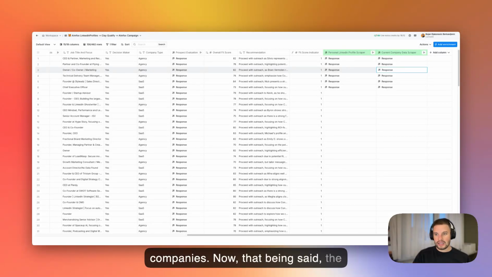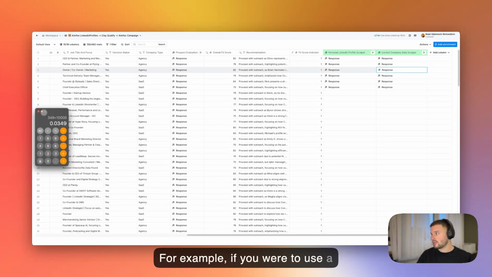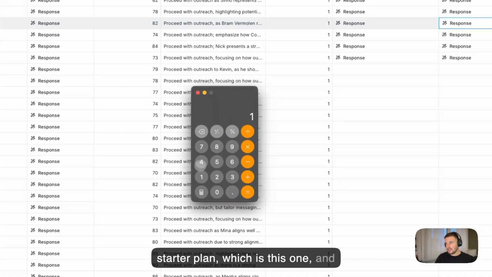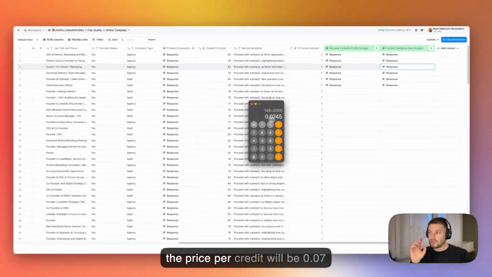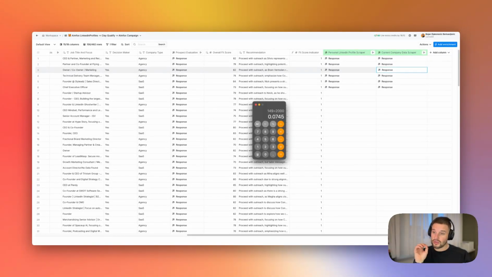Now, that being said, the cost of this data can really vary depending on the actual plan that you're using. So, for example, I'll just open the calculator. If you were to use a starter plan, which is this one, you get 2,000 credits per month. So the price per credit will be 7 cents, right? So you will spend 7 cents to retrieve the data about a prospect or about a company.